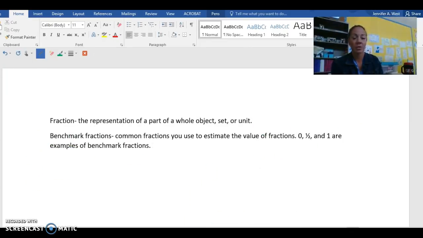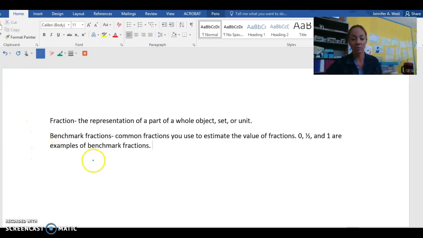All right, fraction is our next vocabulary word, and the definition of a fraction is the representation of a part of a whole object, set, or unit. Get all that in your notes. A little fun fact about fractions is that benchmark fractions are common fractions you use to estimate the value of fractions. 0, 1/2, and 1 are all examples of benchmark fractions.